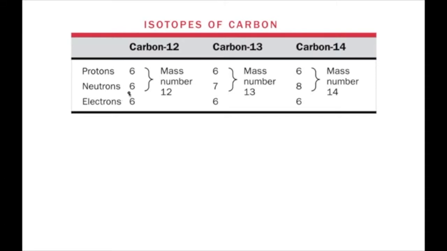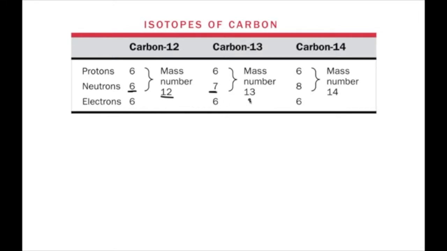Most carbons in the universe have 6 neutrons. And of course, the number of protons doesn't change. So 6 plus 6 is 12. So the vast majority of carbons that you would find have the mass number of 12. You will also find, though, some carbon atoms with an extra neutron.